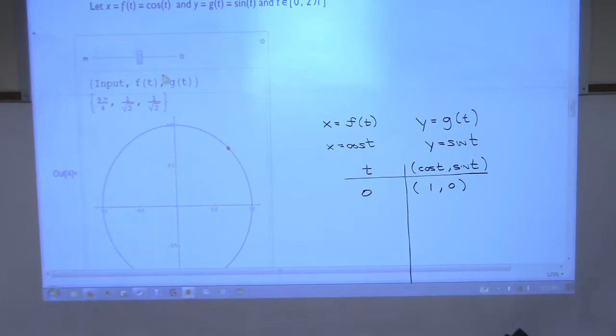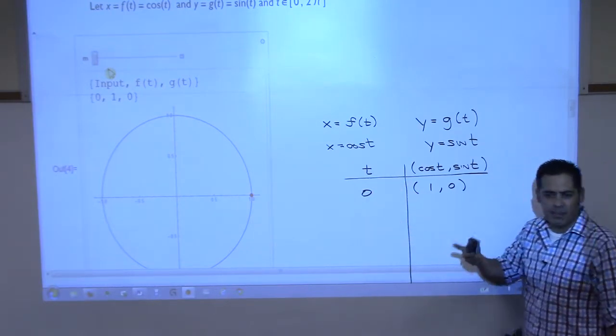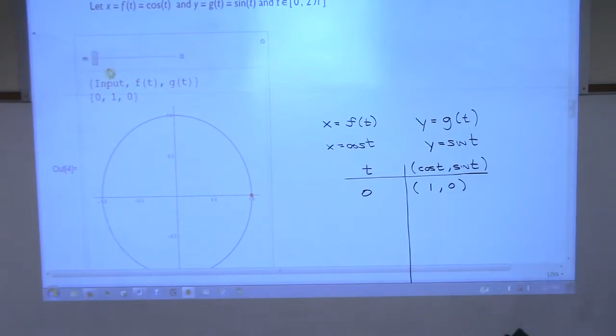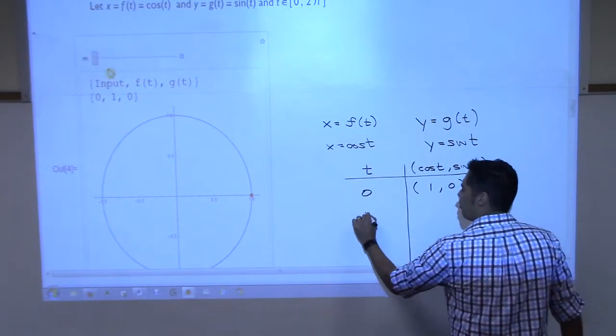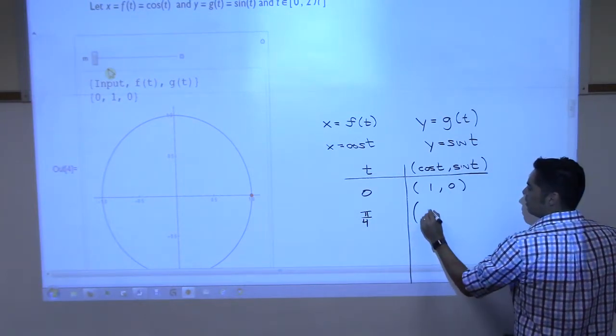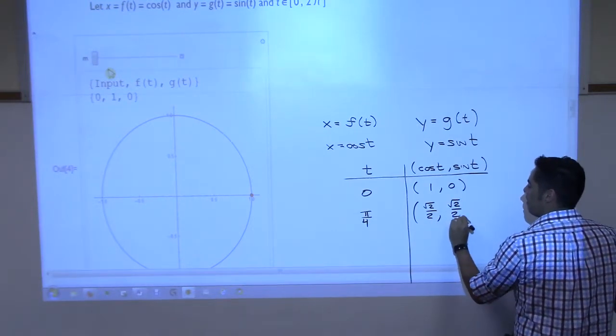Let me back up my clock here. There we go. Okay, so I'm right there. See my little red dot? Now let's jump to another t. Now, I could plug in anything I want for t, but let's plug in something that we're familiar with so that we can evaluate it easily. So how about pi over 4? If we do pi over 4, cosine of pi over 4 is root 2 over 2, and sine of pi over 4 is the same thing, right?